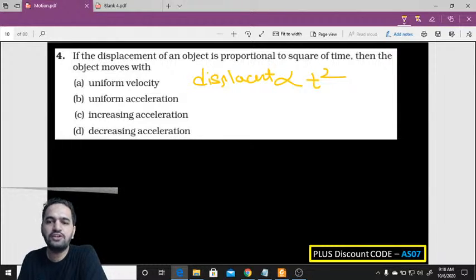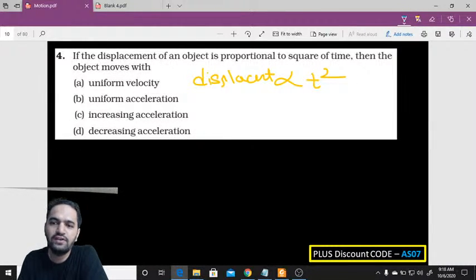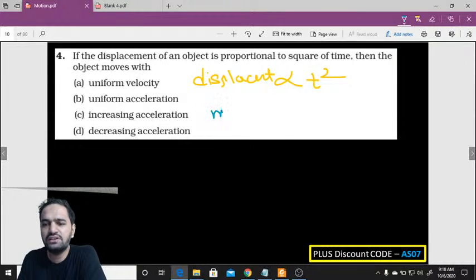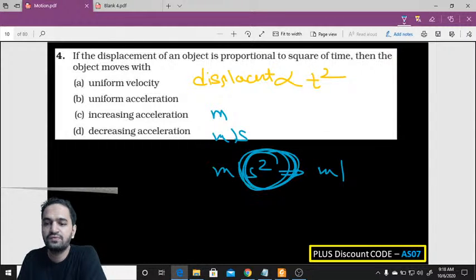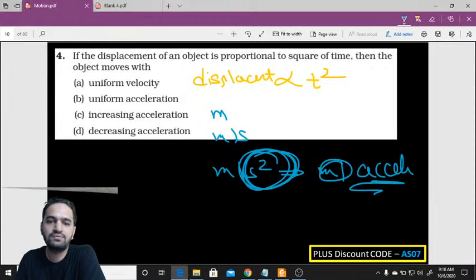Can you please tell me, when do we square the time? Which physical quantity do we have in this lesson which involves squaring of the time? We have lots of units, right? We have meter, meter per second, meter per second square. So this is the quantity which involves squaring of the time: meter per second square. And this is which quantity? This is acceleration. So the answer should be acceleration, right?